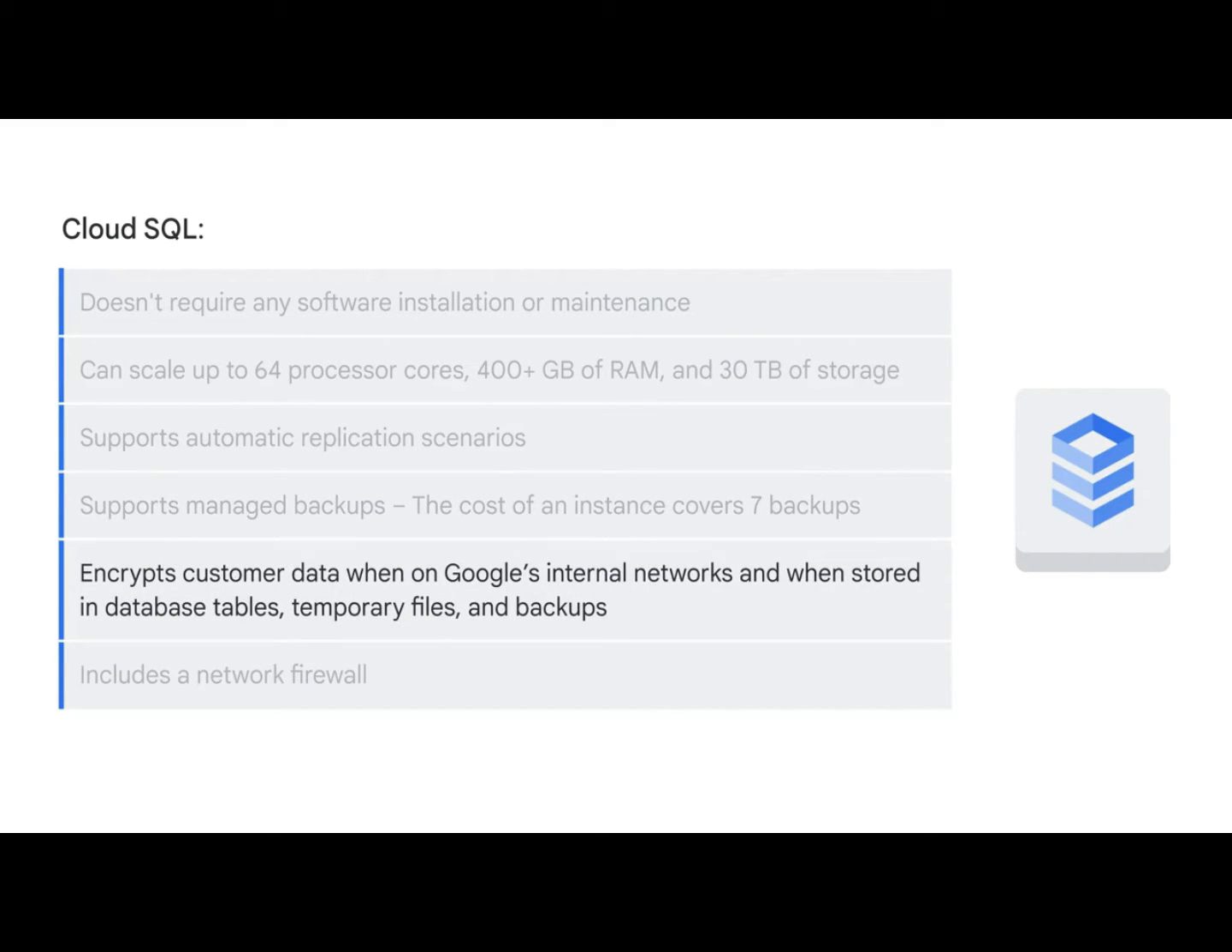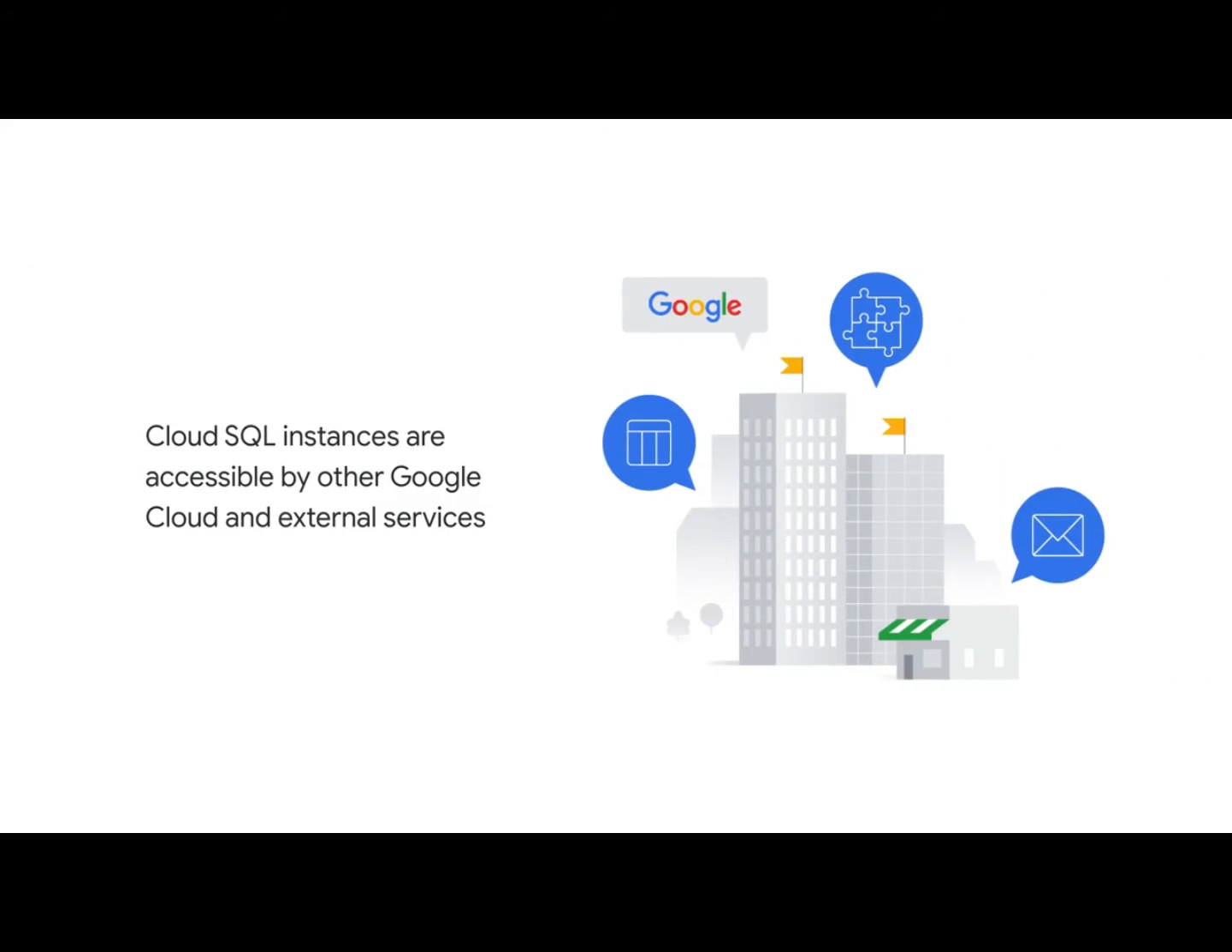Cloud SQL encrypts customer data when on Google's internal networks and when stored in database tables, temporary files, and backups. And it includes a network firewall, which controls network access to each database instance. A benefit of Cloud SQL instances is that they're accessible by other Google Cloud services, and even external services. Cloud SQL can be used with App Engine using standard drivers like ConnectorJ for Java or MySQLdb for Python.